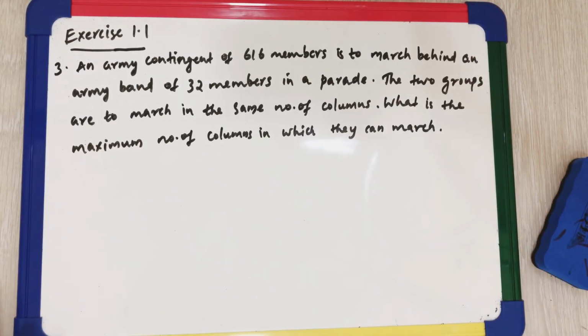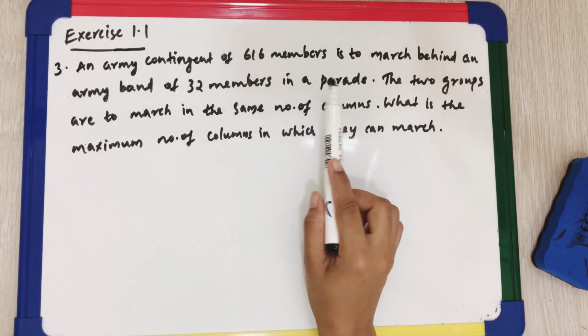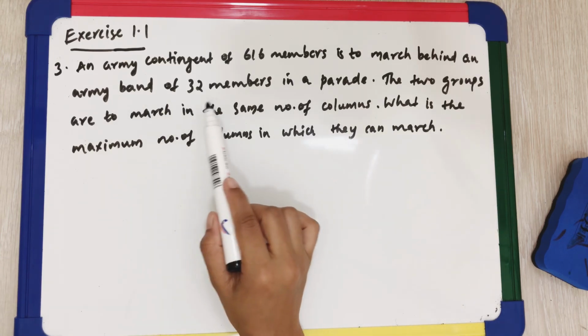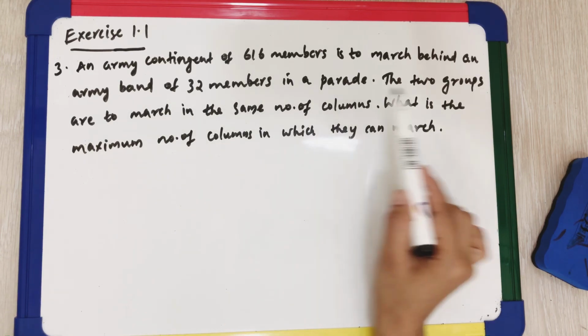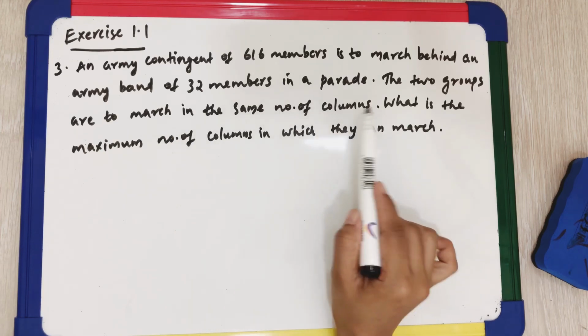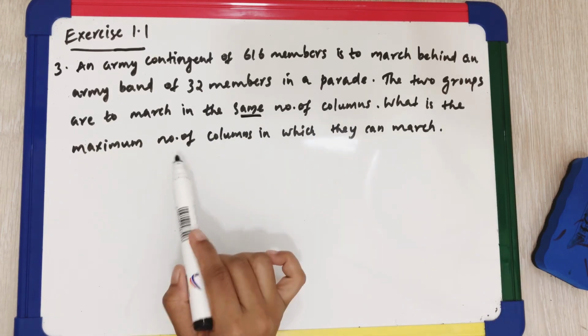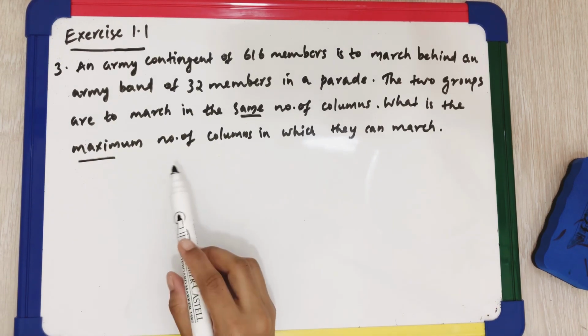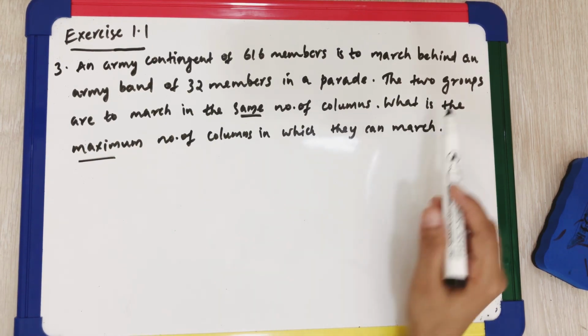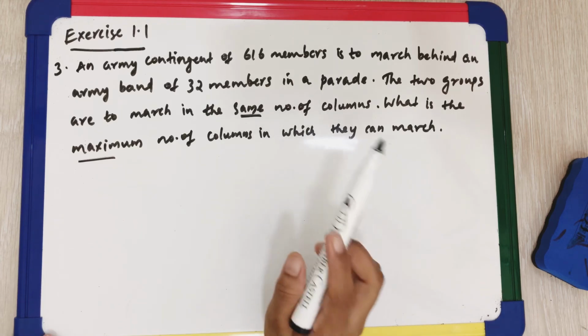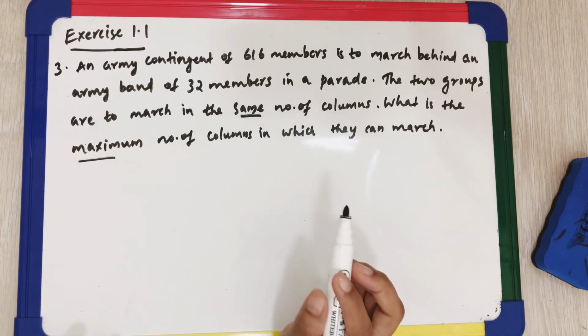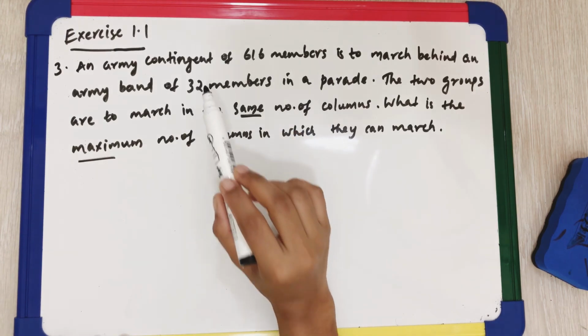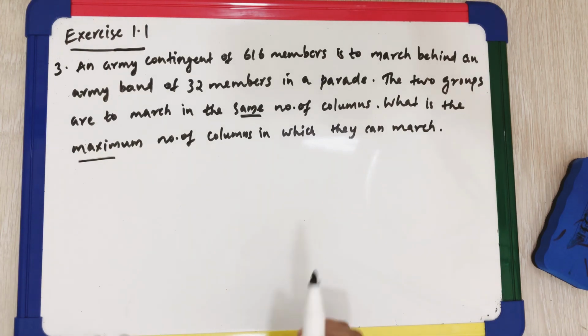Next question. An army contingent of 616 members is to march behind an army band of 32 members in a parade. The two groups are to march in the same number of columns. What is the maximum number of columns in which they can march? To get the maximum number of columns in such a way that the two groups march in the same number of columns, it's enough to find the HCF of 616 and 32. We can find it by Euclid's lemma.